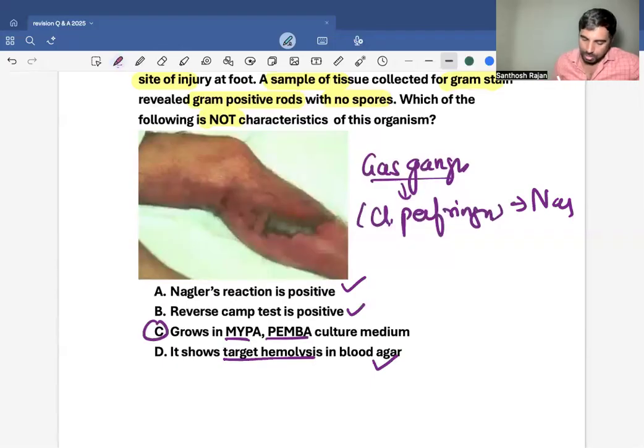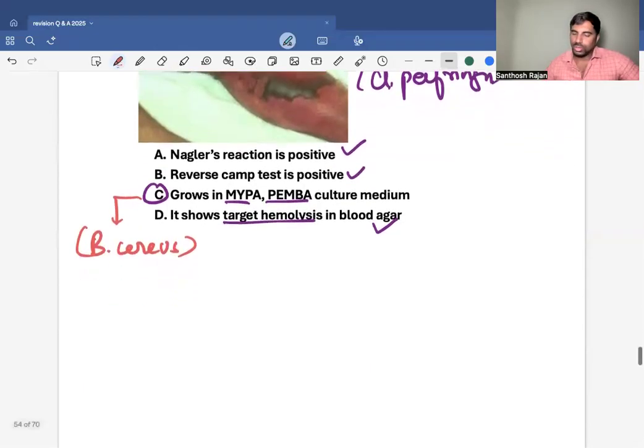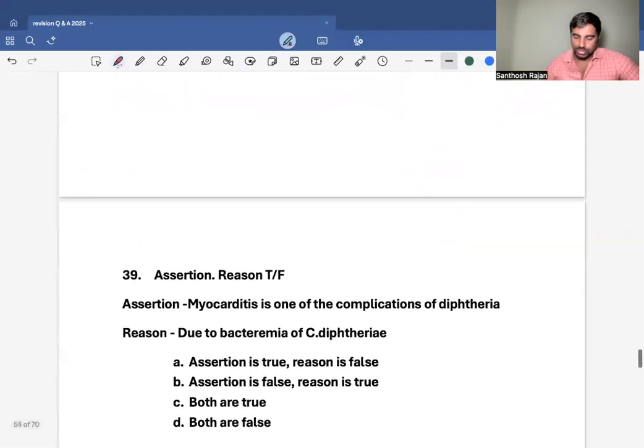This is wrong. Why? MPA and Tempa are culture media for Bacillus cereus. Be serious. Bacillus cereus, I told you, remember restaurants where Chinese fried rice is very dangerous. So that is for that one, and it will not come here. This way you rule it out. It's important. Already I told everything. Fine.